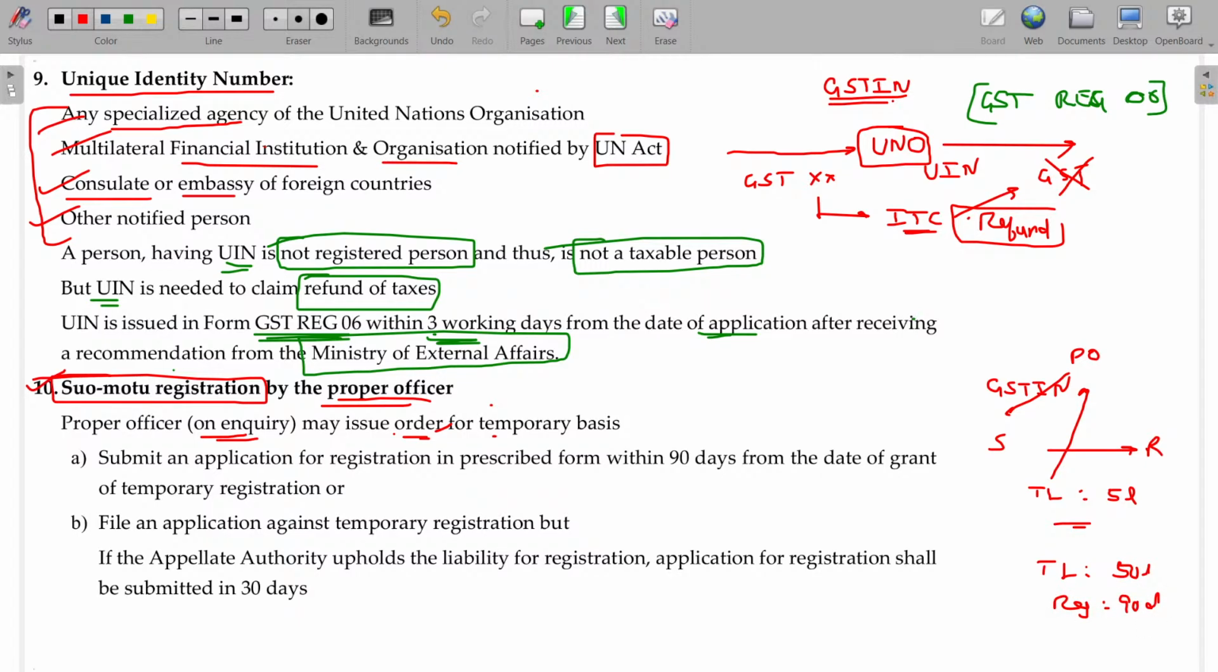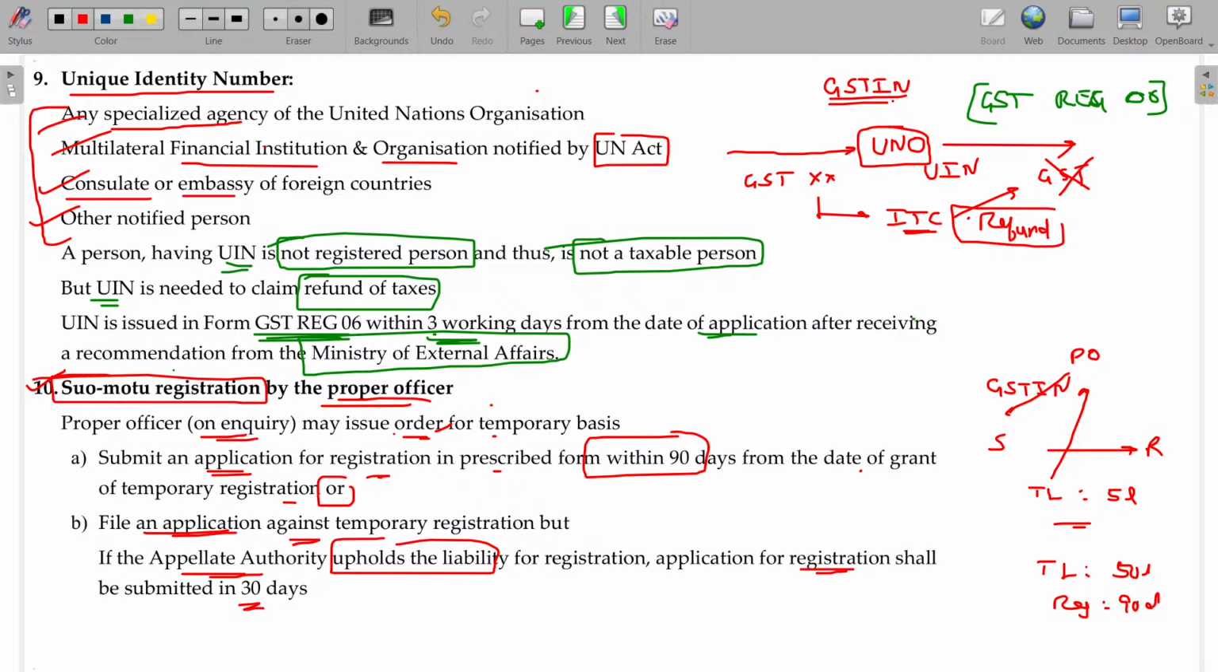Submit an application for registration in the prescribed form within 90 days from the date of grant of temporary registration. Or file an appeal against the temporary registration, saying "No sir, registration is not required." You can file. But if the appellate authority upholds the liability, you have to compulsorily go for registration, your statement will not be accepted, and there is no other way. You have to apply for registration within 30 days.